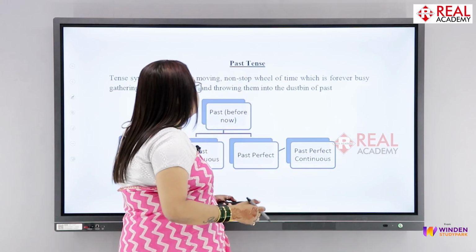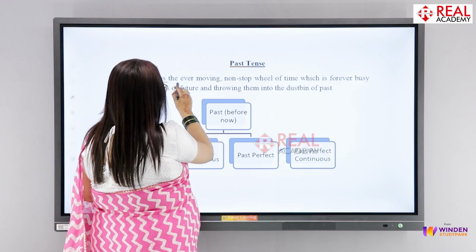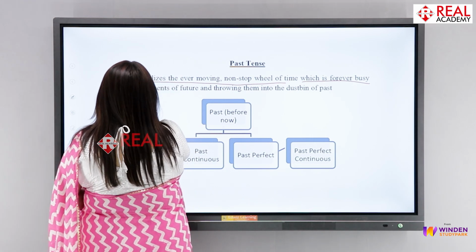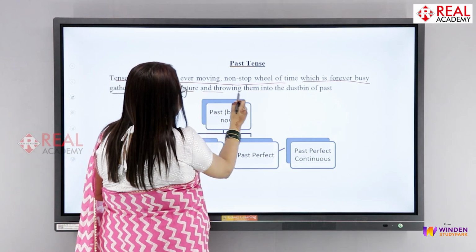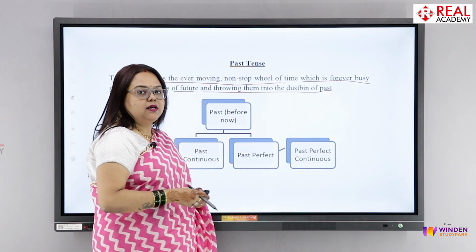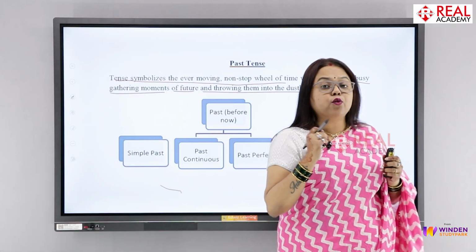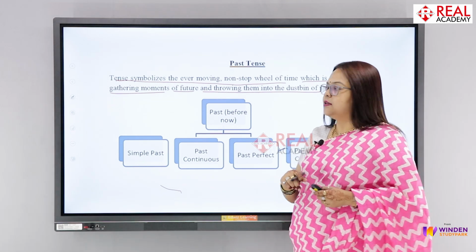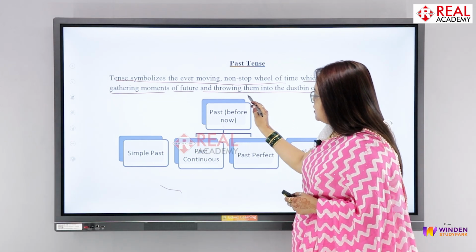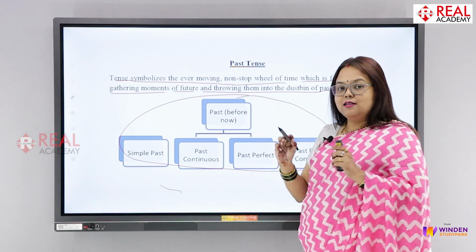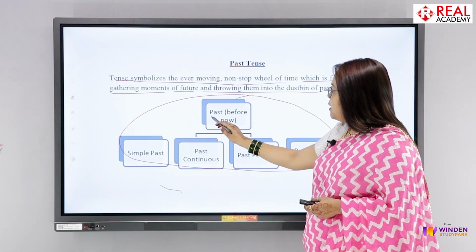Let's begin. Tense symbolizes the ever-moving, non-stop will, which is forever busy gathering moments of the future and throwing them into the dustbin of the past. Past tense denotes the action that we have already completed in the past. Now, this is the categories or structural definition and example of past tense.